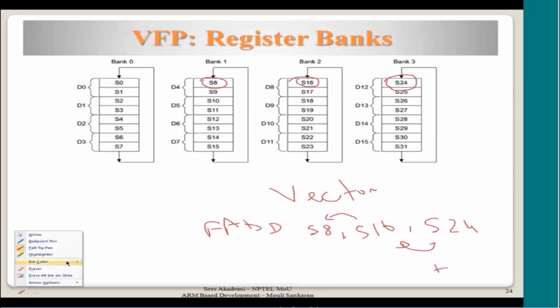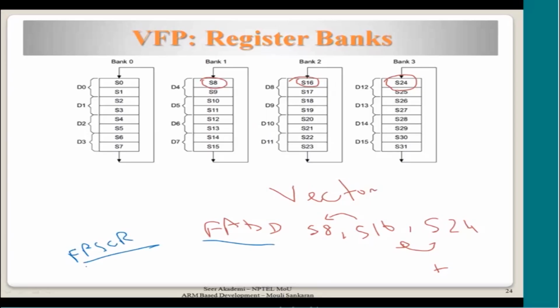Now there is another thing. Apart from looking at this, I mentioned FPSCR, the floating point status and control register. It has two fields. Let me talk about the length field, the LEN field. Three bits are reserved for LEN. Assume this LEN field in the FPSCR register.